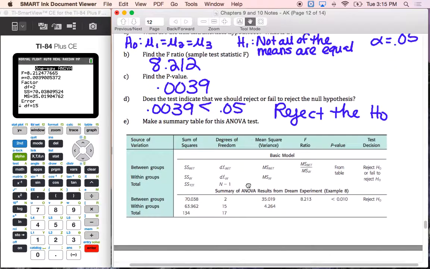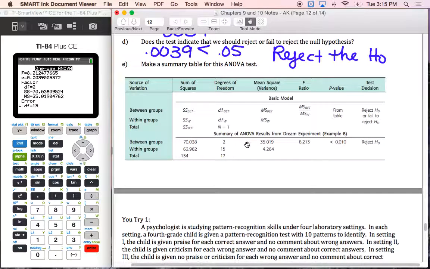Now, we have a summary table for this ANOVA test. That's where all the numbers are from your calculator there. You have to plug them in the parts they go in. So, I need you to write where it says between groups, that's going to be the factor part. And where it says within groups, that's your error part. So when it says factor sum of squares, you want the factor SS. So if you notice then, the 70.038 is the same thing as the factor SS in our calculator.